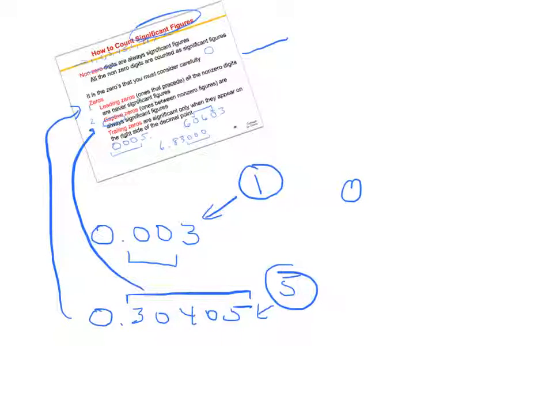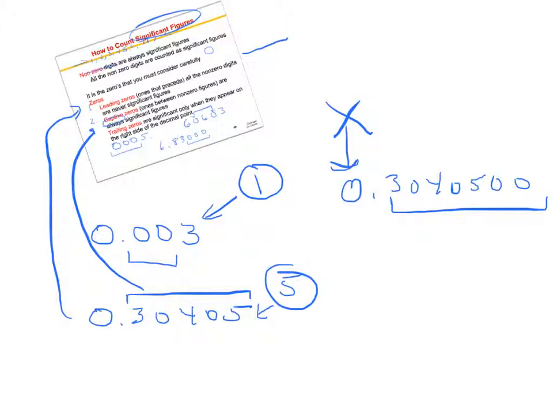So how about this number, 0.3040500? How many significant figures does it have? This one does not count. All of these do count, because these 2 are captive and these 2 are trailing.